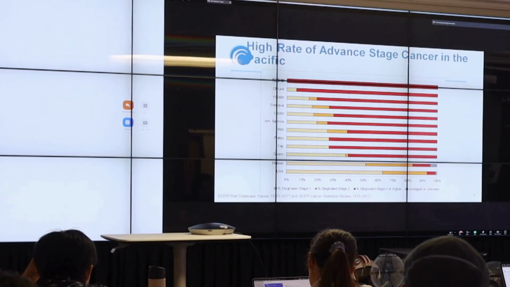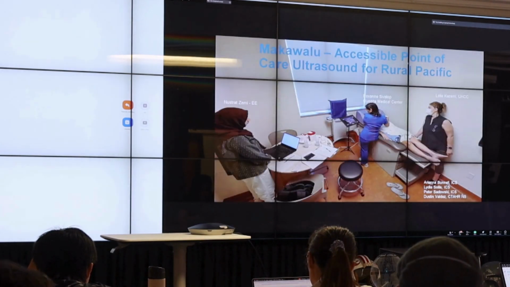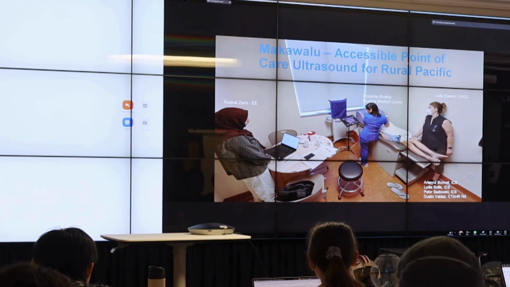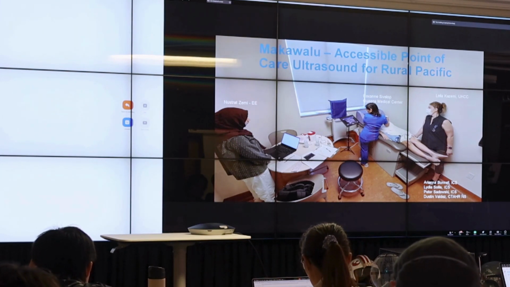Specific. And why it has to do with potentially our rural areas not taking advantage of the mammography services we do have. So one of our projects is called Makabalu. It's an accessible point-of-care ultrasound for the rural Pacific. And this is where you take these very inexpensive portable point-of-care ultrasound systems and bring it with you in a backpack to the community and do early detection and screening in that way.